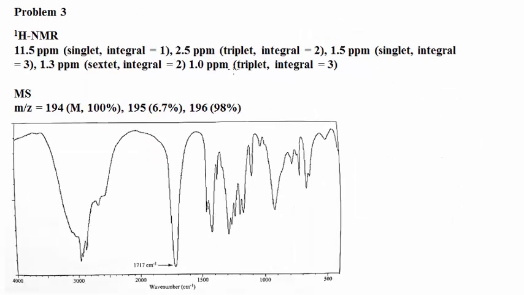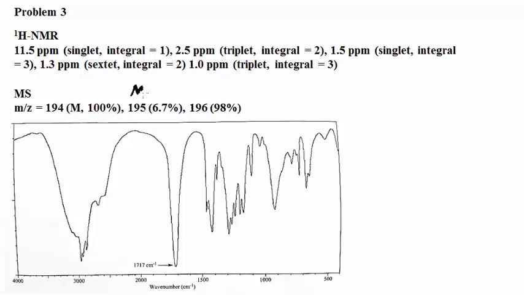Problem number 3. Alright, this is going to be a bit more difficult than the previous two, but we're going to tackle it the same. Okay, so starting out with the mass spec data, we have the molecular mass with the lowest mass isotopes being here at 194. And let's see, we know that this has either 0 or an even number of nitrogens, based on this even number.